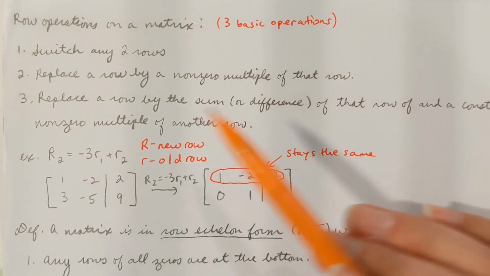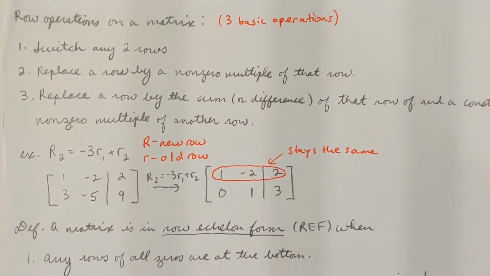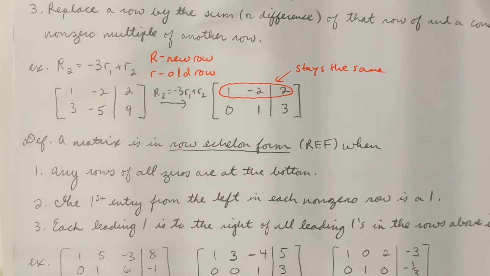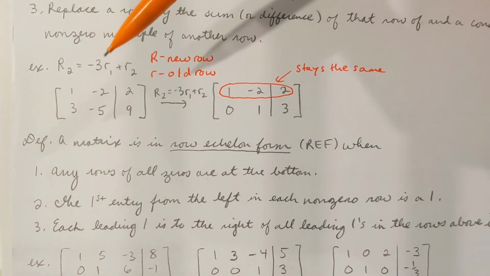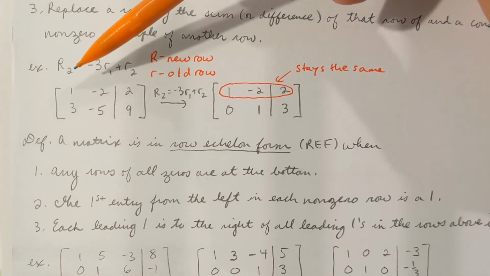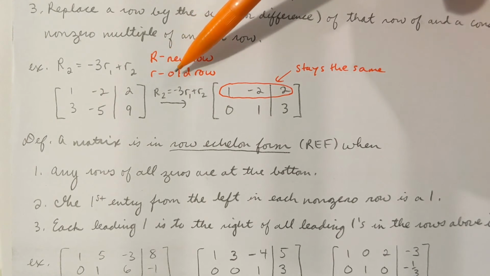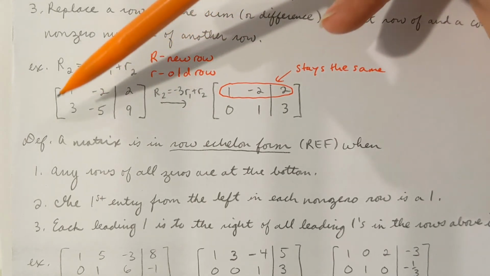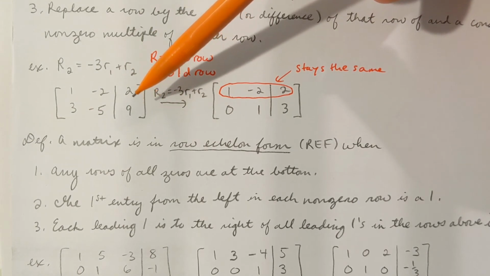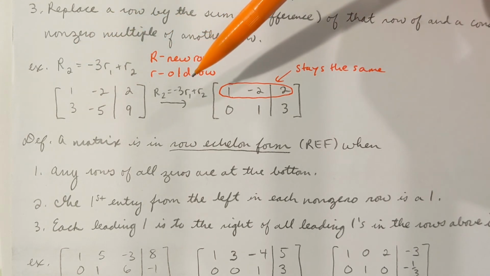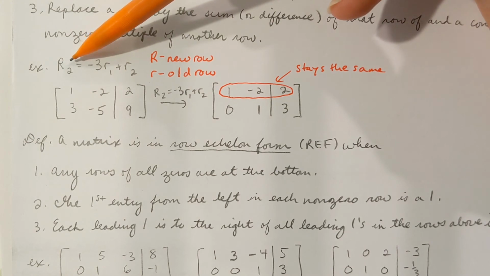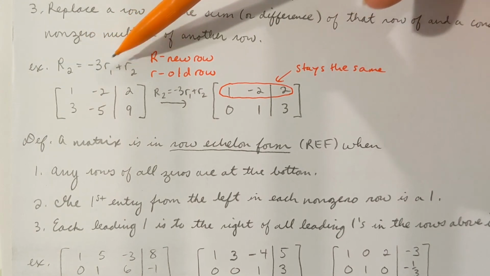All right, so these are the three basic row operations that we're allowed to perform on a matrix. Let me go through an example here. In this notation that I'll be using, a capital R is going to represent a new row and a little r is going to represent an old row. Now, I've got this augmented matrix, and I'm going to get a new row 2 by using the row operation R2 = -3 r1 + r2.